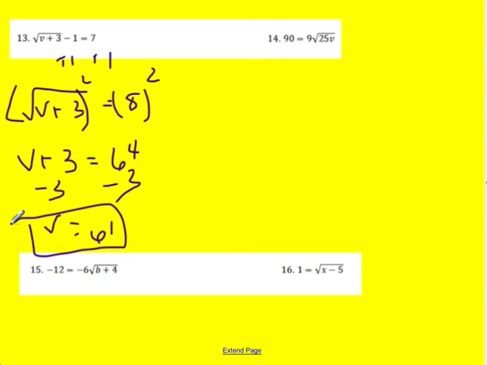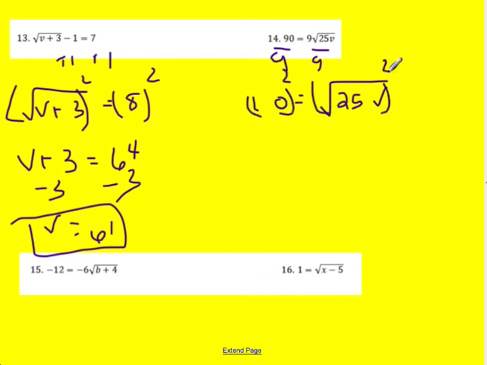Okay, so now we want to isolate that radical. So the first thing I want to do is subtract 9 from both sides. And when I do that, I get 10 is equal to the square root of 25v. So that radical is isolated and set equal to a number. So I can go ahead and square both sides.